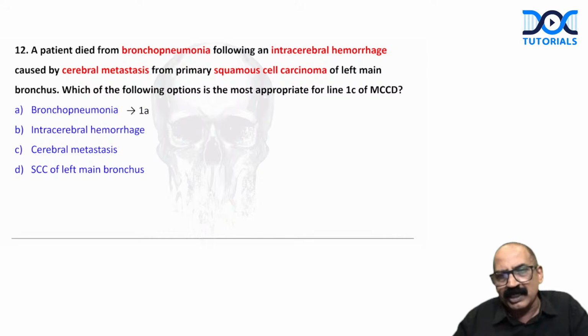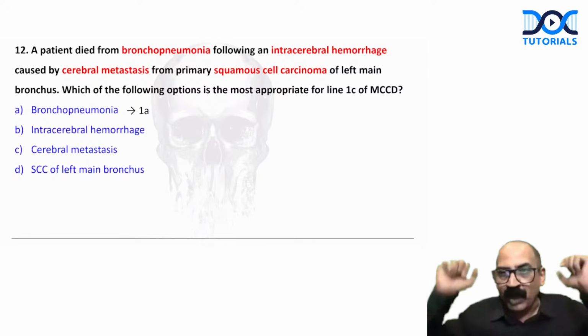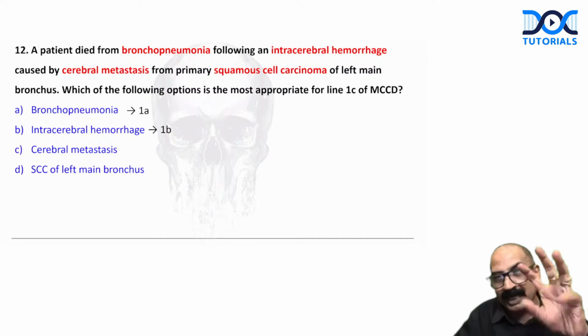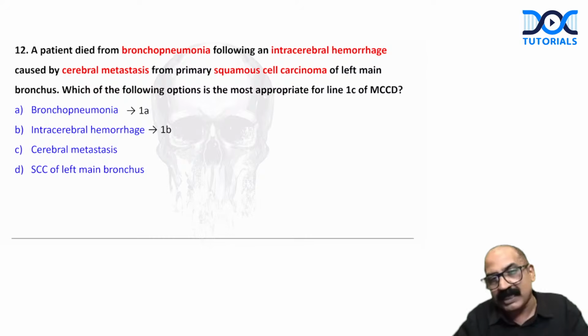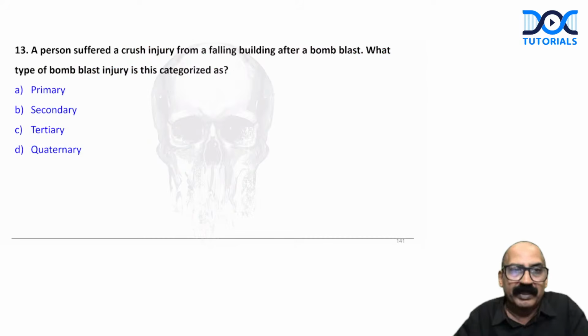1A is due to intracerebral hemorrhage. Intracerebral hemorrhage, the person has become comatose, which has given rise to hypostatic pneumonia. That is 1B. And hemorrhage is due to rupture of the cerebral metastasis, 1C. And metastasis is due to originally squamous cell carcinoma of left main bronchus, 1D. I hope all of you understood that.